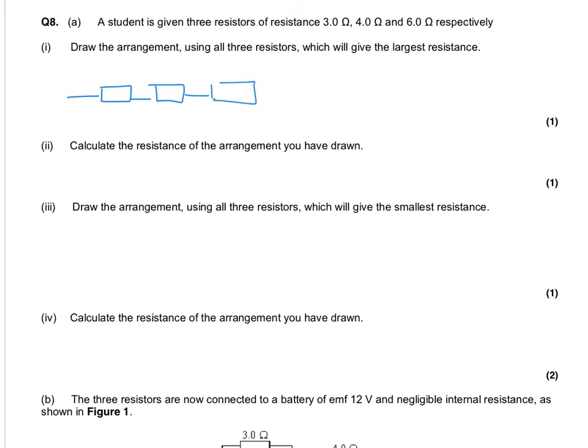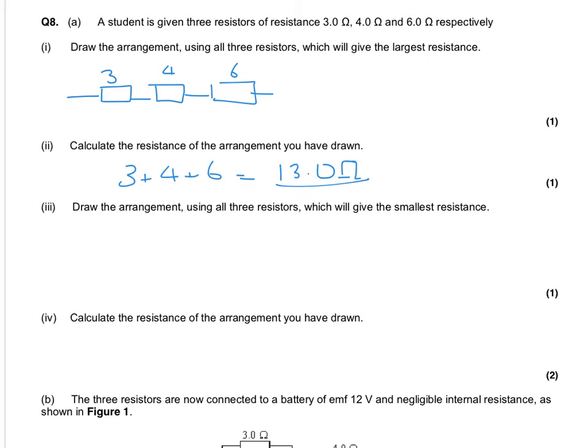Three resistors in series, you've got your 3, 4 and 6 looking like that, and the resistance of this would be 3 plus 4 plus 6, giving you 13.0 ohms. I was a bit sloppy there. They're all given to a precision of 0.1 ohms, so your final answer should also be given to a precision of 0.1 ohms because we're adding the numbers together.